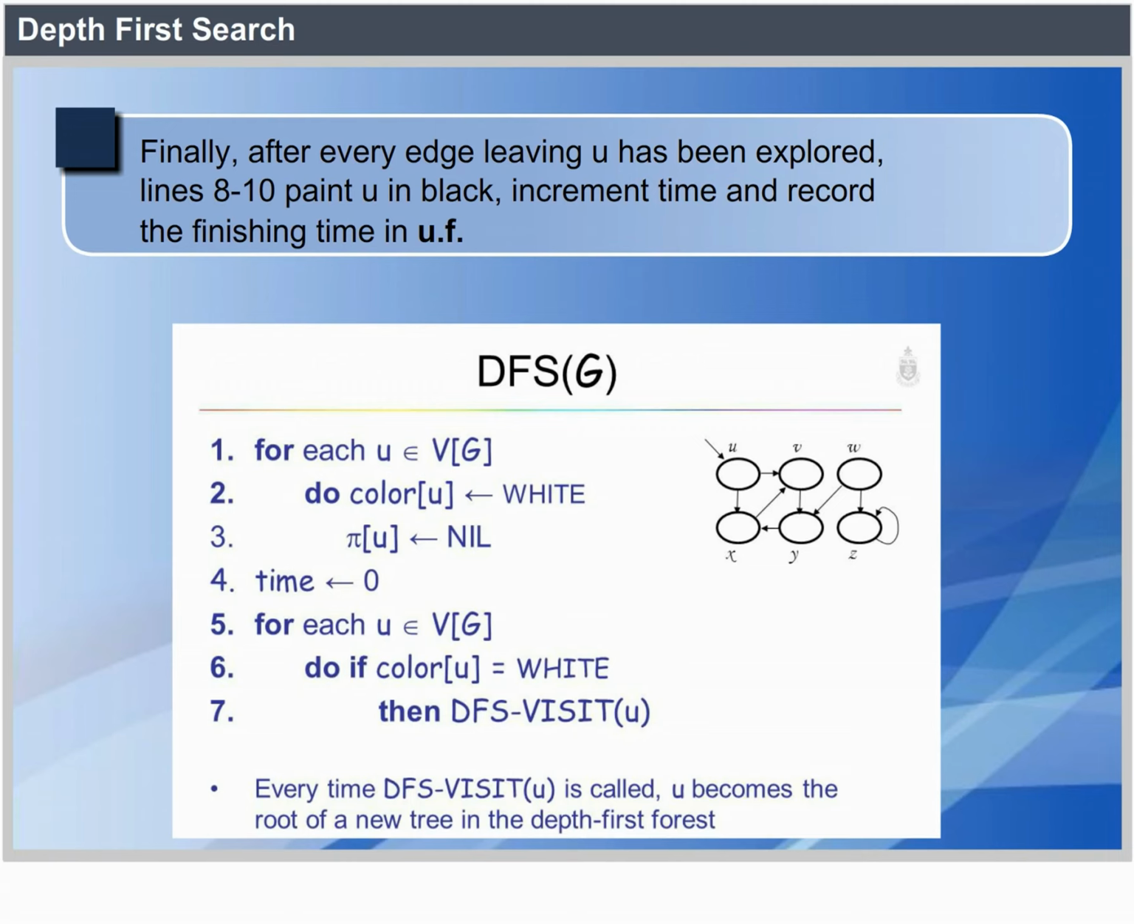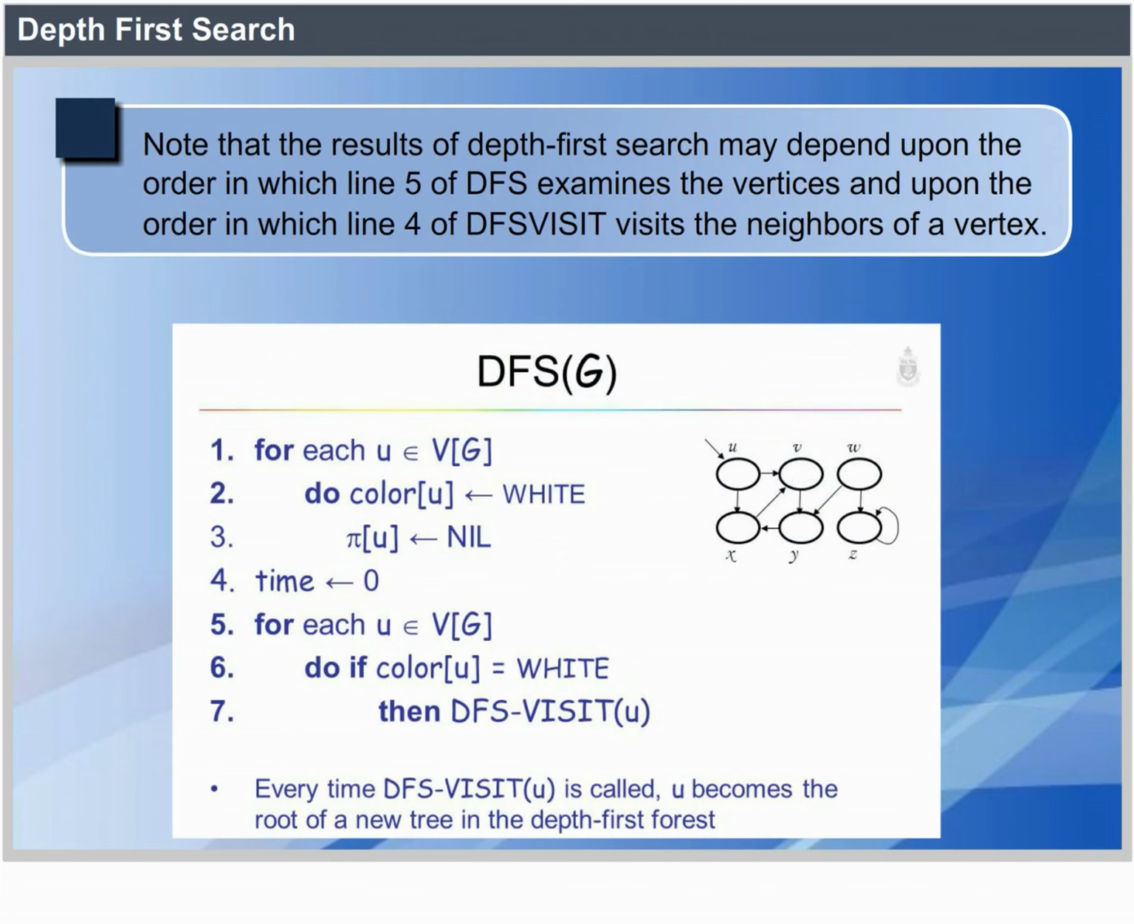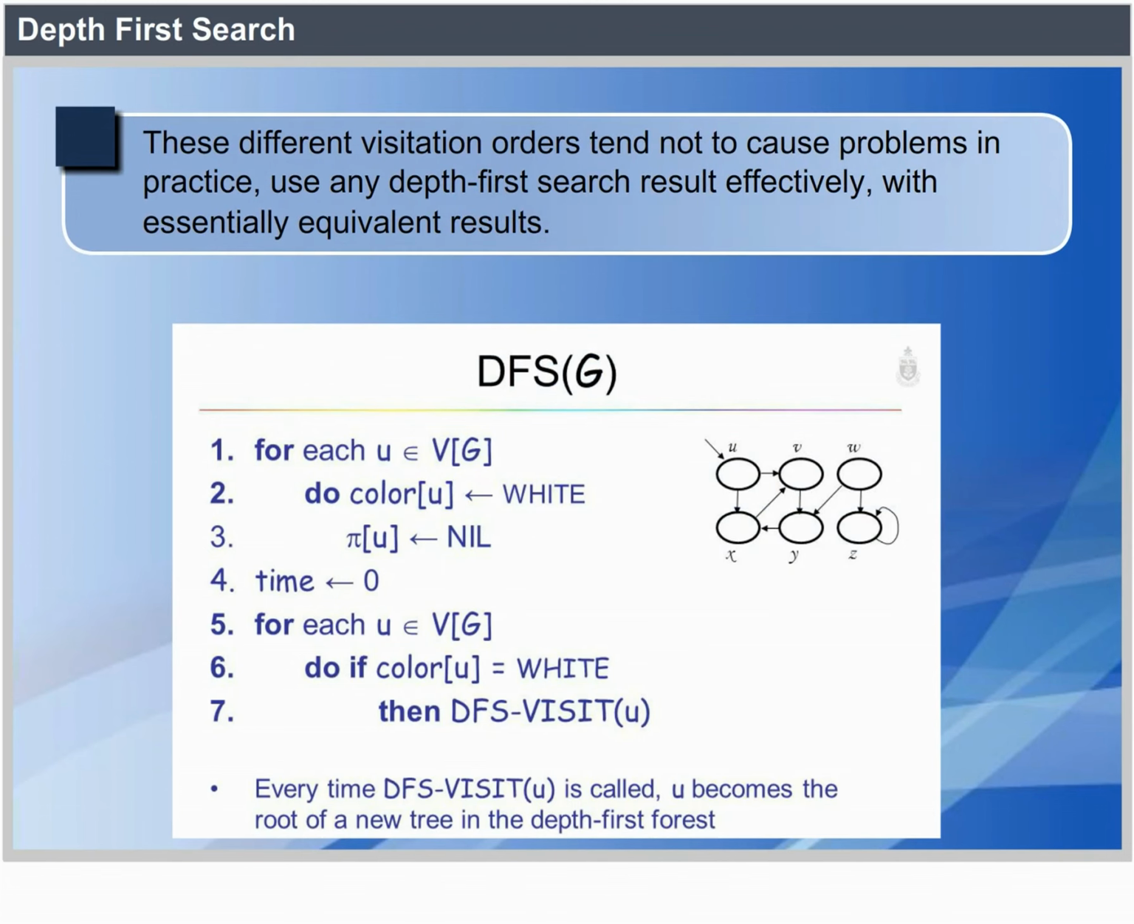Note that the results of depth first search may depend upon the order in which line 5 of DFS examines the vertices and upon the order in which line 4 of DFS-VISIT visits the neighbors of a vertex. These different visitation orders tend not to cause problems in practice. Any depth-first search result can be used effectively with essentially equivalent results.